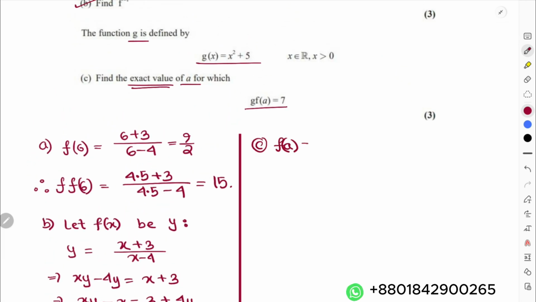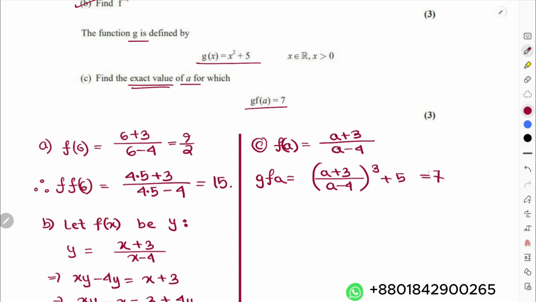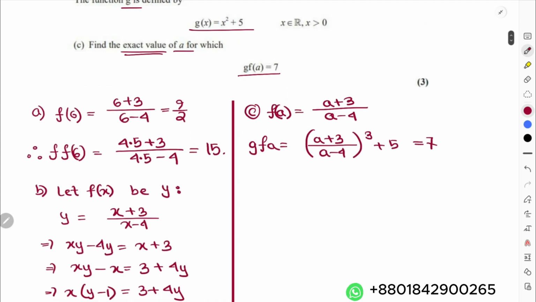if a is over here, a plus 3 divided by a minus 4, I cannot simplify it any further, but I can insert this into your g of x equation. So g of f of a is going to be a plus 3 over a minus 4, whole square, plus 5, and that equals 7. So if you take this 5 to the right hand side, it will be equals to 2. And then on the left hand side, you're going to get a square plus 6a plus 9 divided by a square minus 8a plus 16 equals to 2.